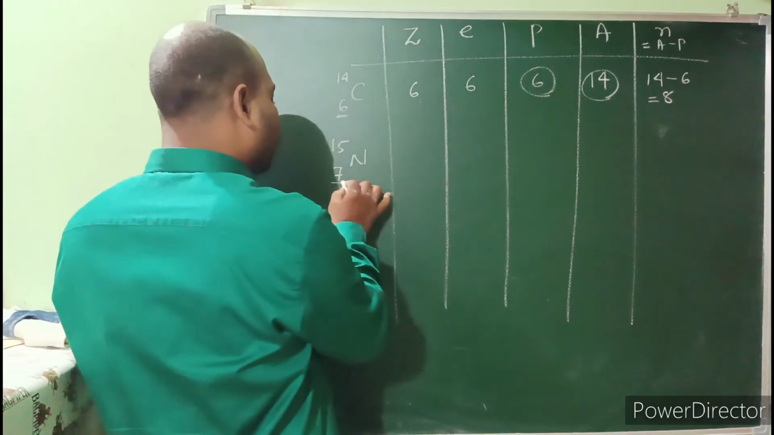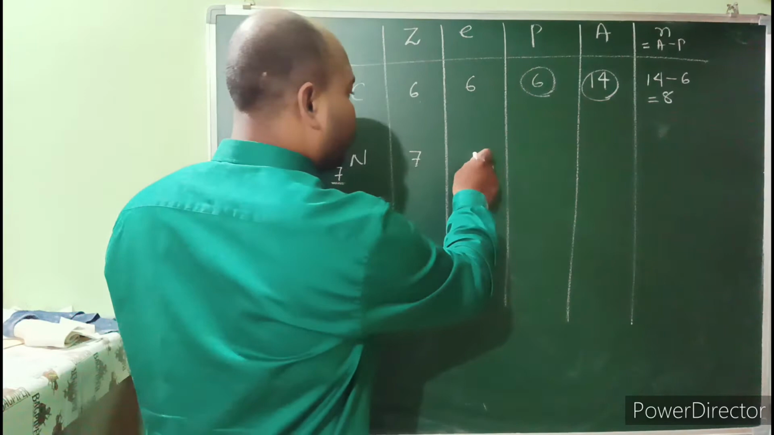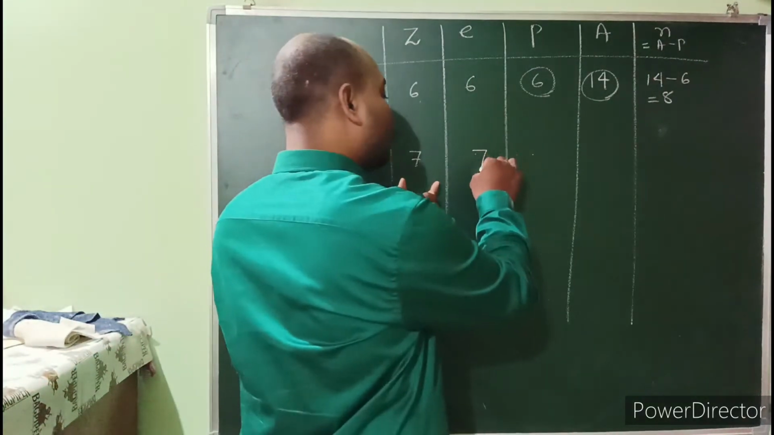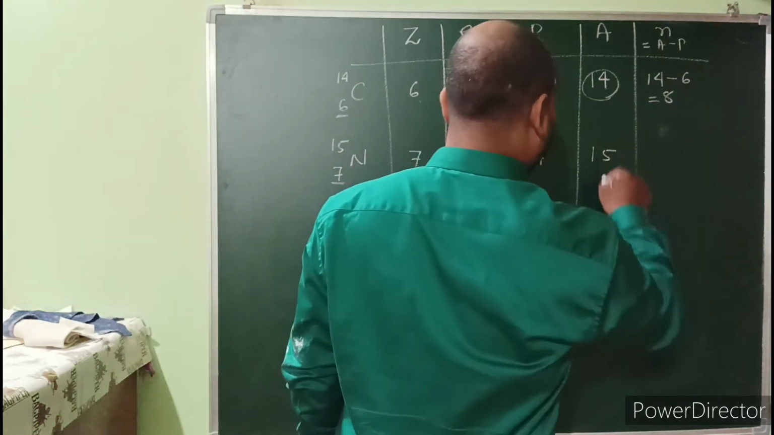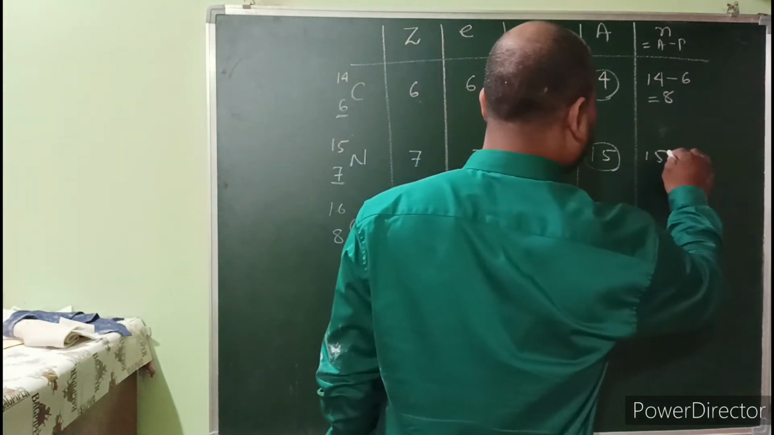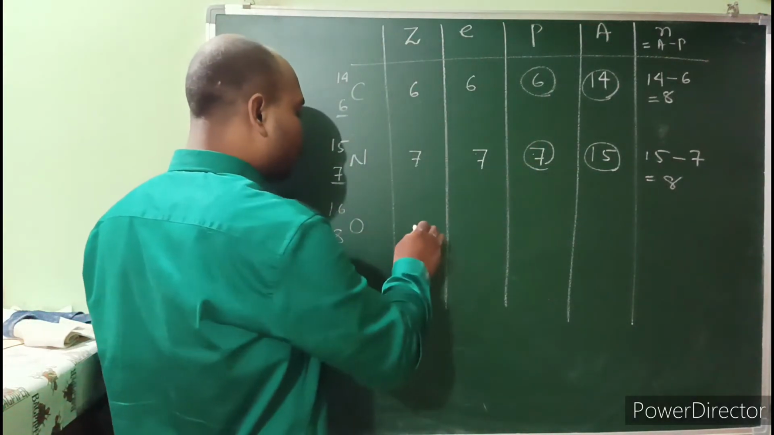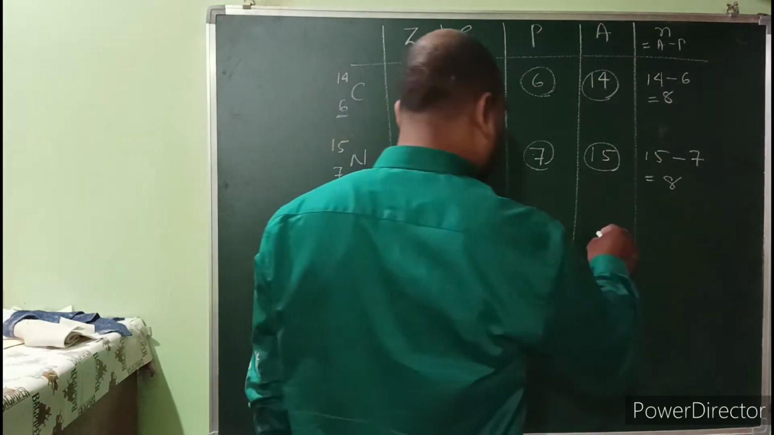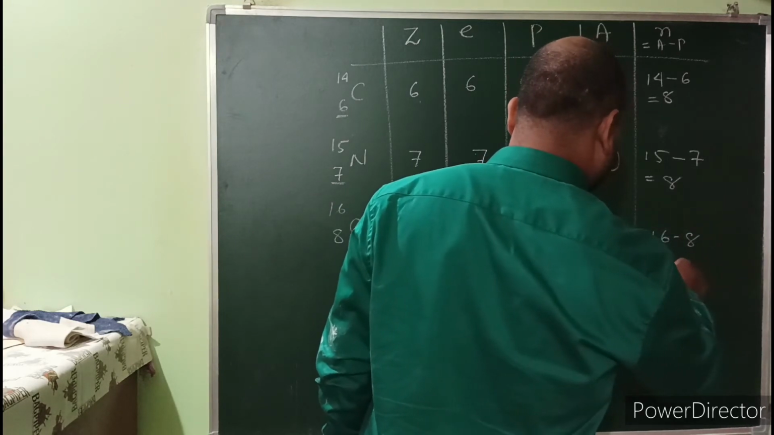In the case of nitrogen, the atomic number is 7, and the number of electrons and protons is equal to the atomic number, so it is also 7. The mass number given is 15, and the number of neutrons is mass minus protons, that is 15 minus 7, equal to 8. For oxygen, the atomic number is 8, electrons 8, protons 8, and mass number is 16, so 16 minus 8 is equal to 8.